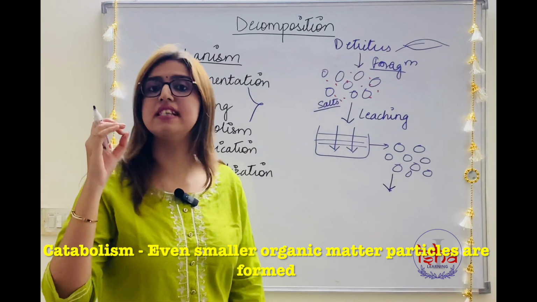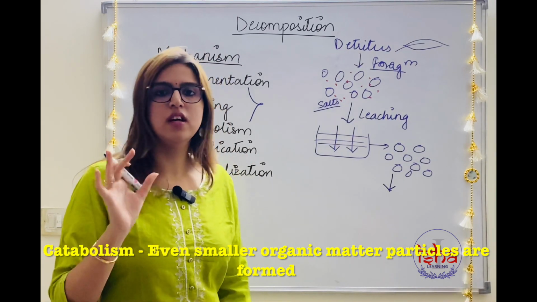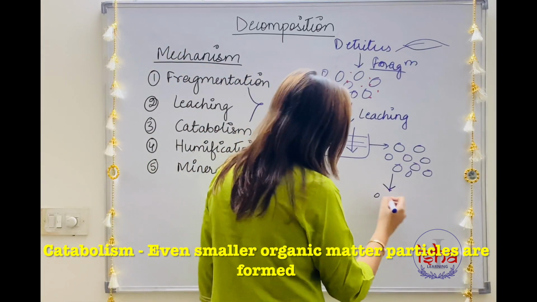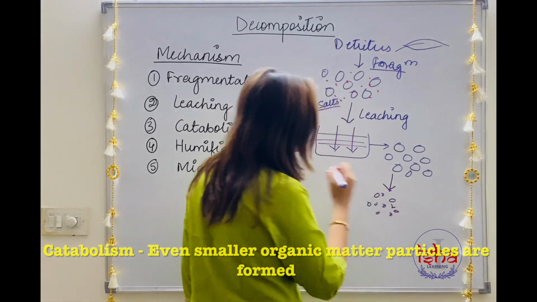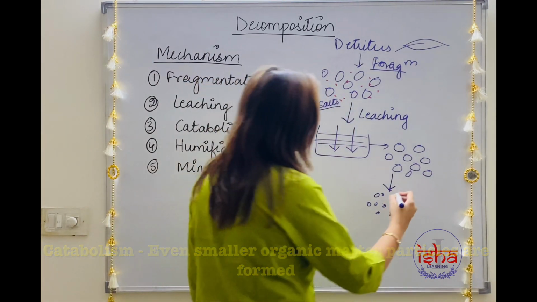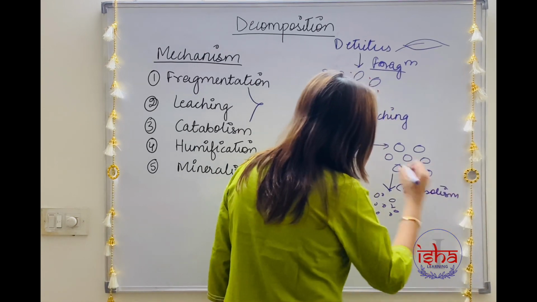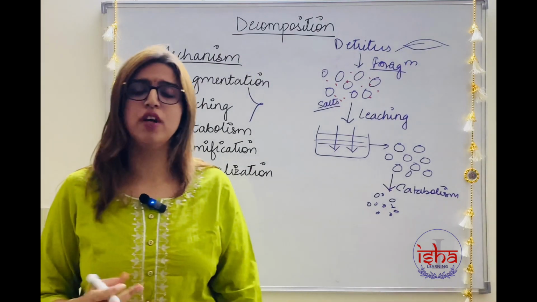So catabolism में क्या हो रहा है कि now the bacteria, the fungi, the decomposers are going to come, they're going to release enzymes and this is going to be broken down further. So अब इसके और छोटे particles बन जाएंगे. So okay, even smaller organic matter particles are formed as a result of catabolism. Fine. Now what is my next step? The next step is humification.